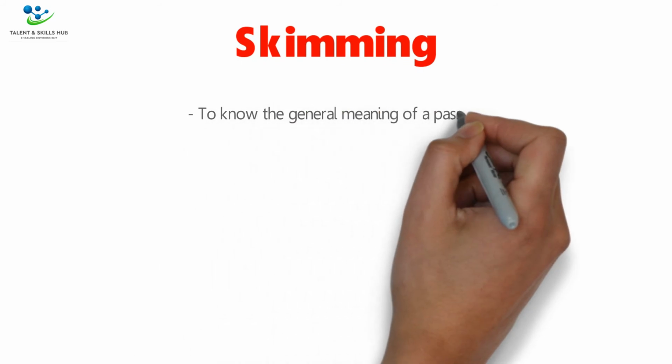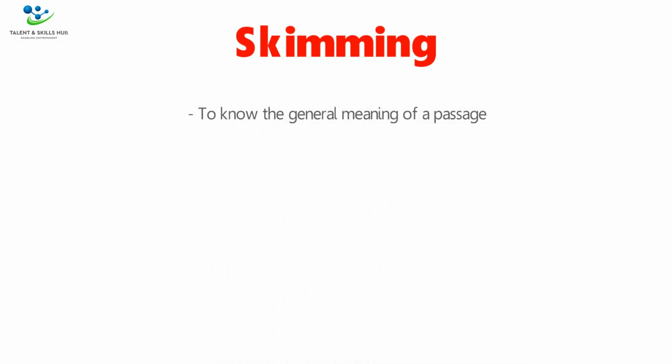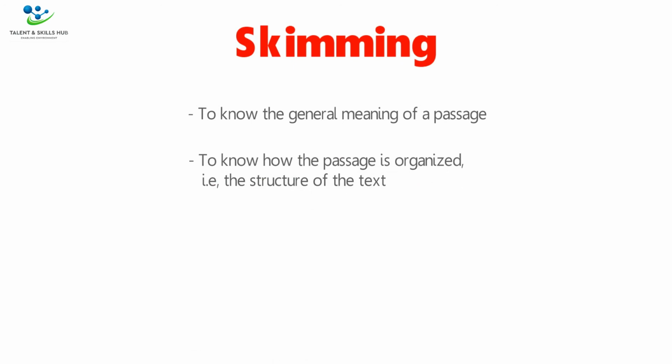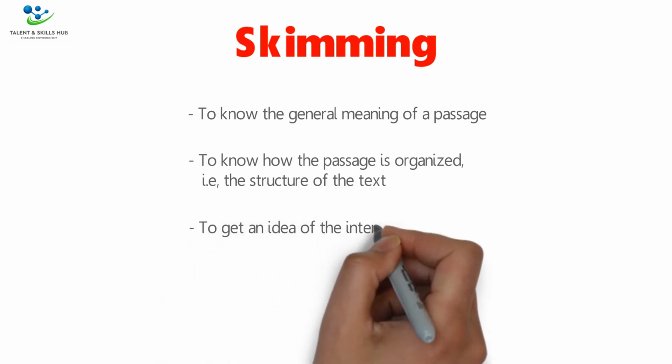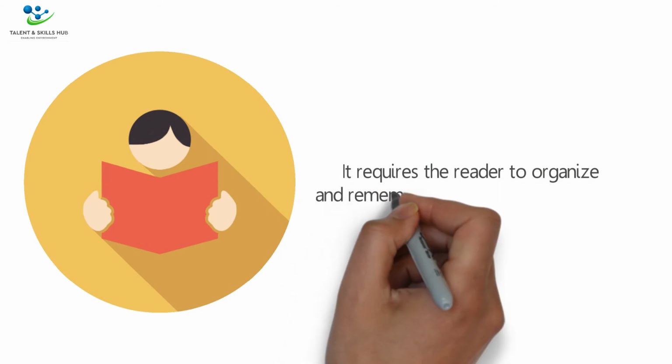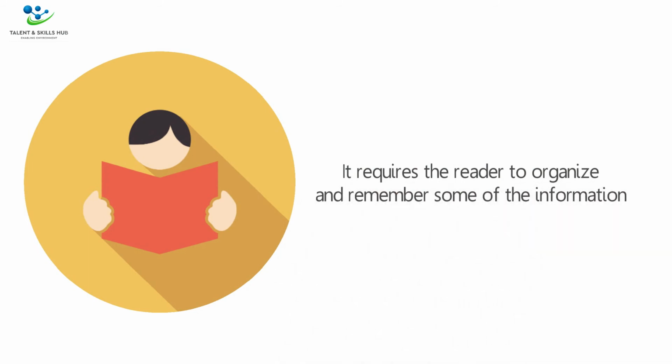Skimming. Skimming is a quick reading to get to know the general meaning of a passage, to know how the passage is organized, that is, the structure of the text, and to get an idea of the intention of the writer. Skimming is a more complex task than scanning because it requires the reader to organize and remember some of the information given by the author, not just to locate it.